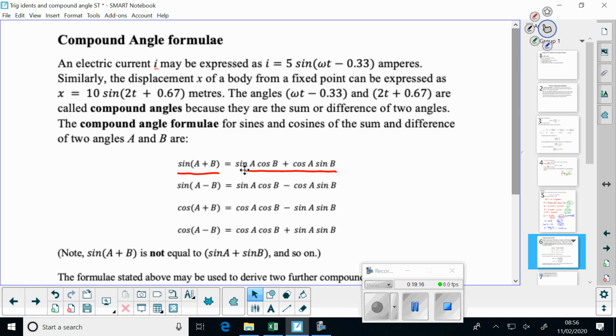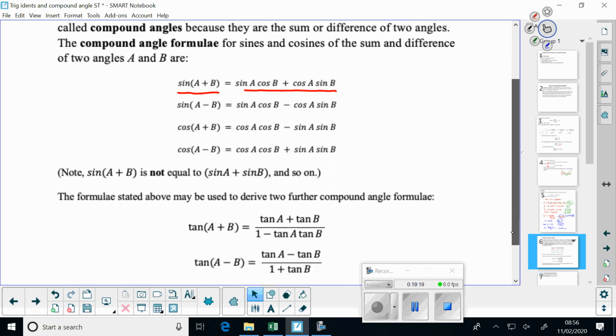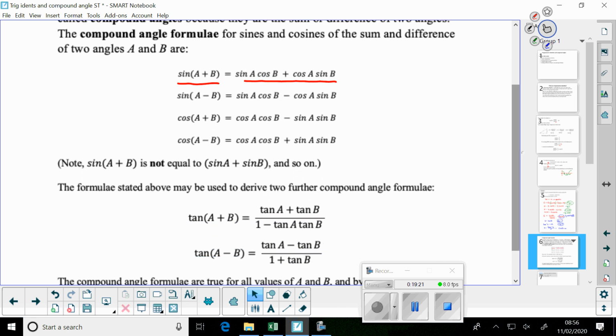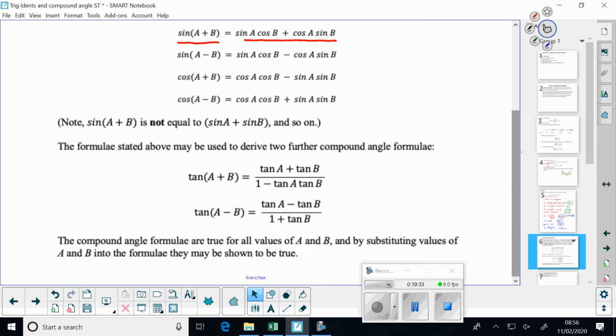Now, those formulae can also be used to derive two further compound angle formulae involving the tangent of the sum or difference of two angles. It's there for completeness, not any problems that I'm going to do with those compound angle formulae. They're true for all values of A and B. That means they are identities, so whatever value we make A and B, that identity will be true.